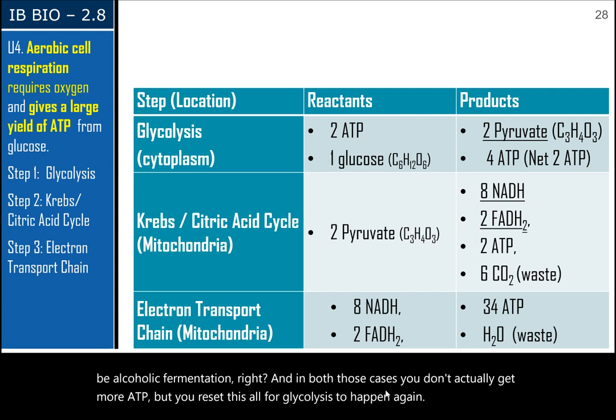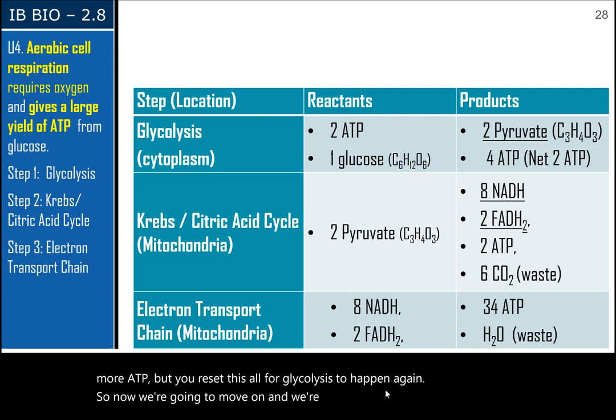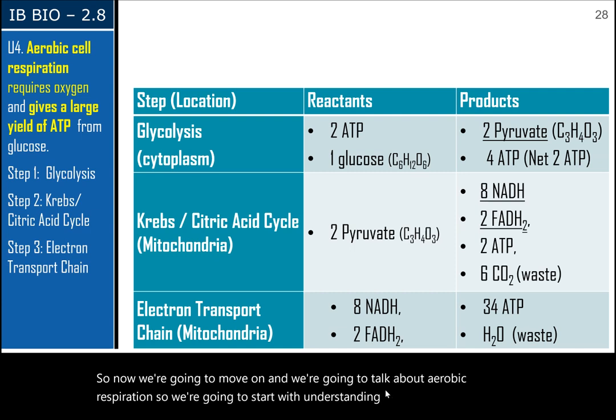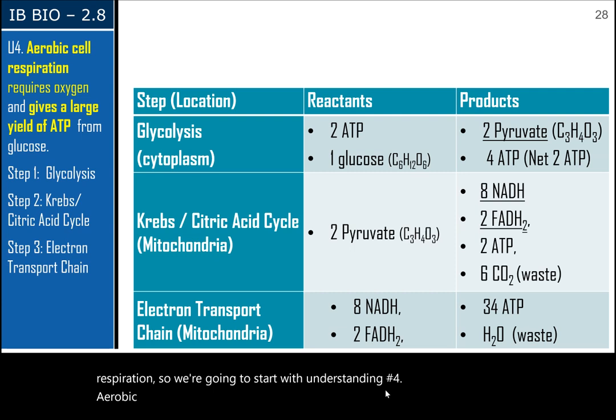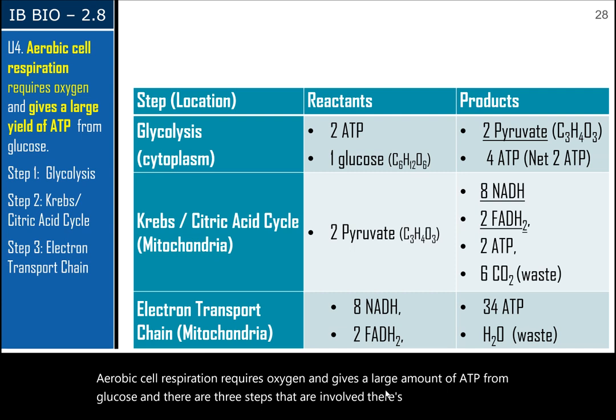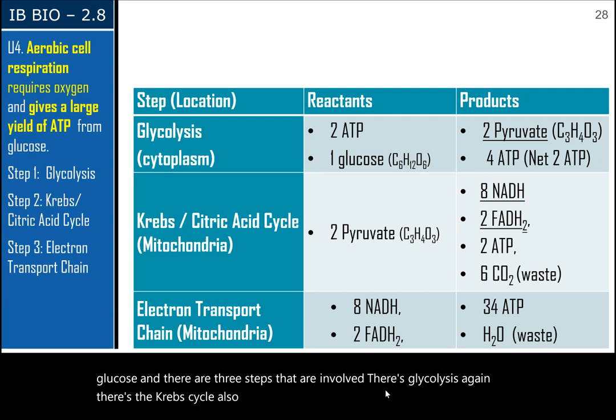So now we're going to move on and we're going to talk about aerobic respiration. So we're going to start with understanding number 4. Aerobic cell respiration requires oxygen and gives a large amount of ATP from glucose. And there are 3 steps that are involved. There's glycolysis again, there's the Krebs cycle, also known as the citric acid cycle, and there's step 3, which is the electron transport chain.